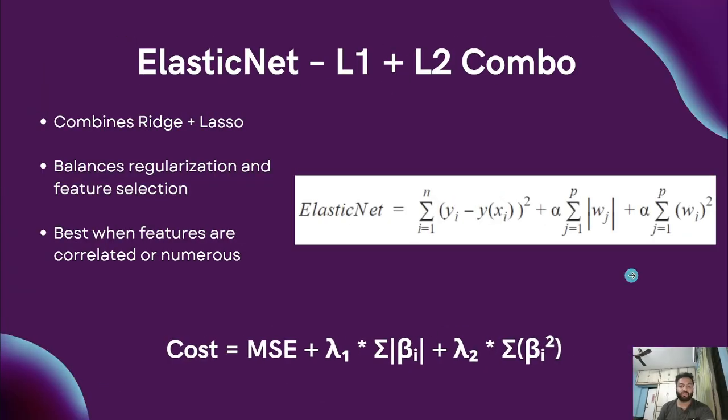Now imagine combining the best of both worlds. That's elastic net regression for you. It's a hybrid of lasso and ridge. It helps in feature selection and handles multicollinearity while shrinking coefficients. The cost function is cost is equal to MSE plus lambda 1 times the summation of mod of beta i plus lambda 2 times the summation of beta i squared. Elastic net is powerful when you have a large number of features and expect some correlation between them.